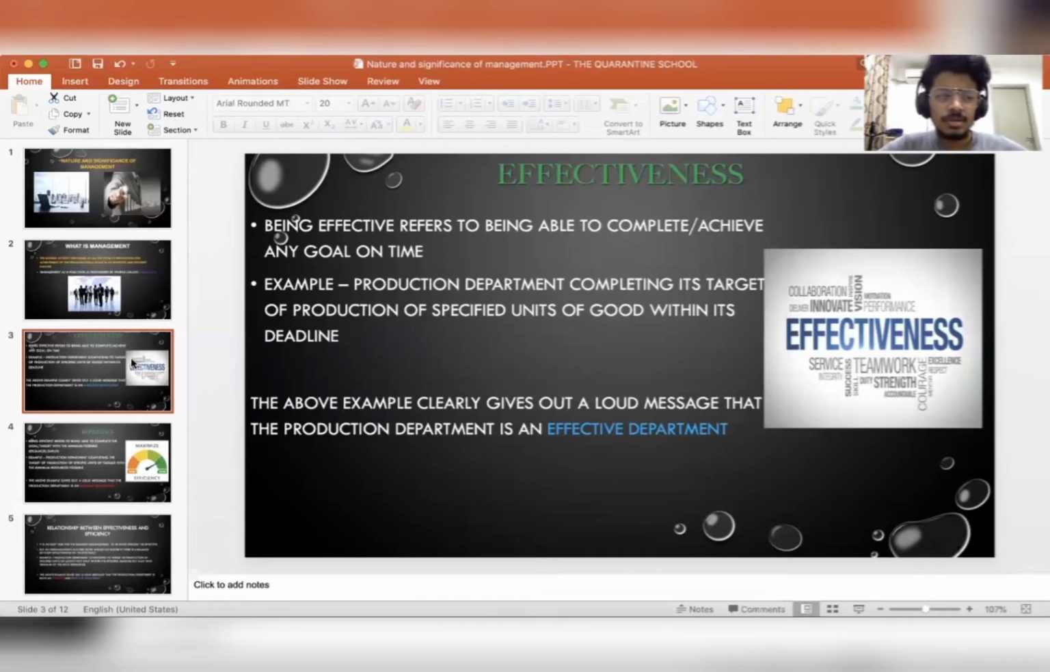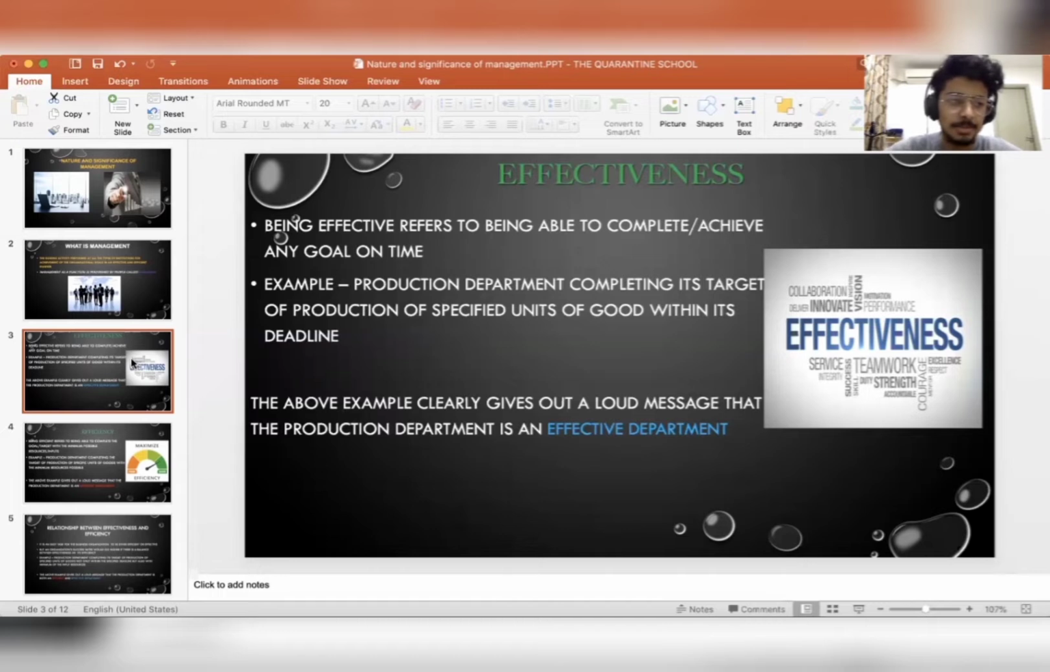Can you imagine what effectiveness might be? Okay, let me make it clear to you. Effectiveness means ability to complete a work within a given deadline or within a specified period of time. So this is what in the first point it is mentioned, that being effective refers to being able to complete or achieve any goal on time.